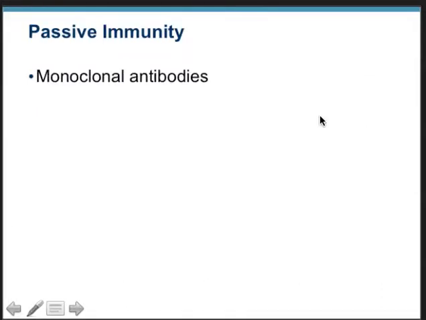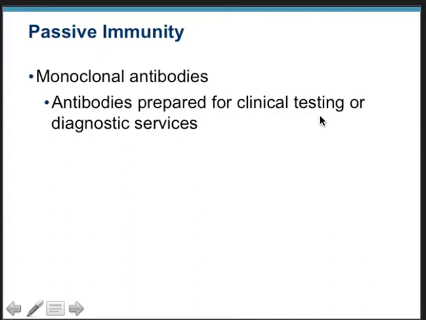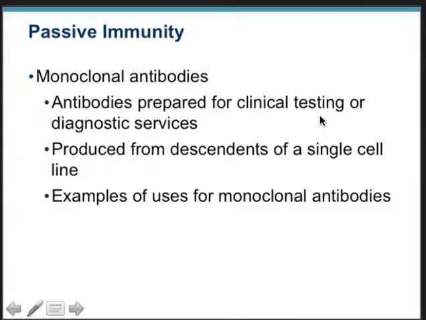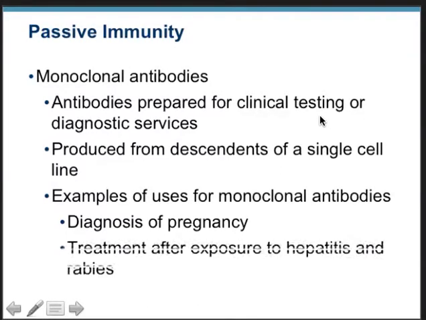Now, monoclonal antibodies are prepared for clinical testing or diagnostic services, and they're produced from descendants of a single cell line. Uses for monoclonal antibodies include diagnosis of pregnancy and the treatment after exposure to hepatitis and rabies. And the beauty of a monoclonal antibody is that you get a cell culture that's capable of producing massive amounts of one particular antibody, one particular magic bullet that's very easy to purify and use for its specific purpose.